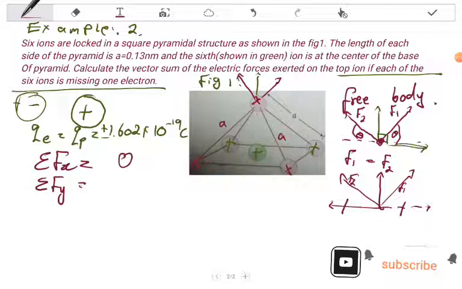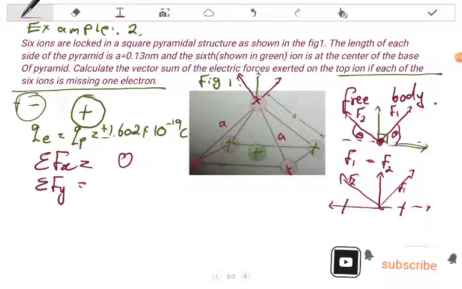So our question said: calculate the vector sum of the electric forces exerted on the top ion if each of the 6 ions is missing 1 electron. So now we already know that since the sum of Fx is equal to 0, what we are concerned with now, the vector sum, is going to be the y component of all forces that are going up. Okay, so I hope you got that.